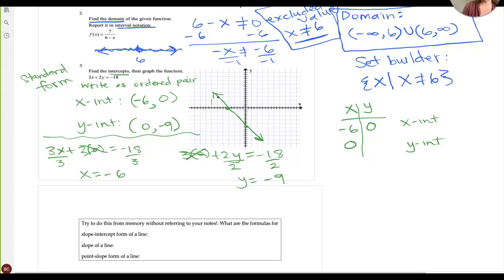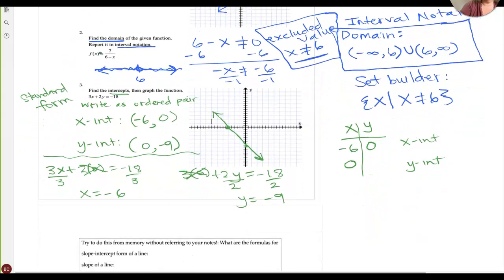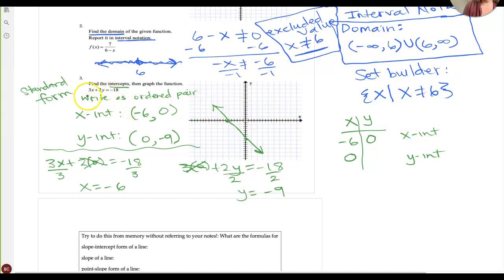So make sure you know how to solve something when it's in that slope-intercept form we talked about up here, but also make sure you know how to graph a line if it's in standard form. You definitely need to know how to do both of those.